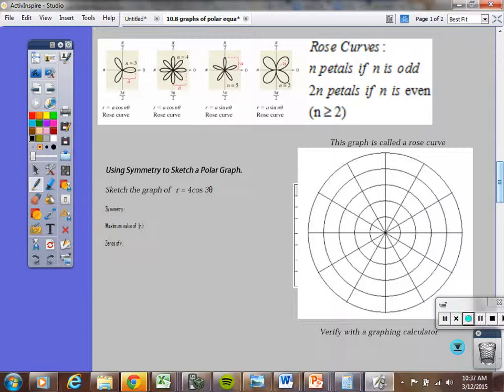Does that make sense what I'm saying? So, the highest cosine will be is also 1 or negative 1 times 4. Everybody see that? So what I want you to do is symmetry. Okay, so first off, what kind of symmetry do you think this has? Cosine, so I believe it's about the polar axis.